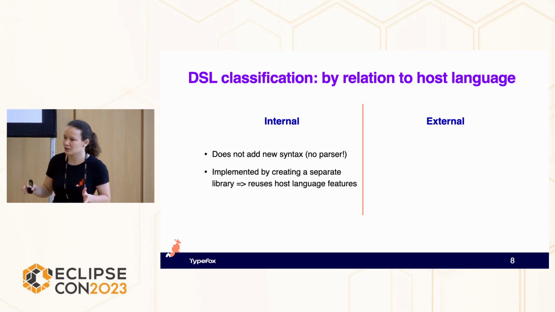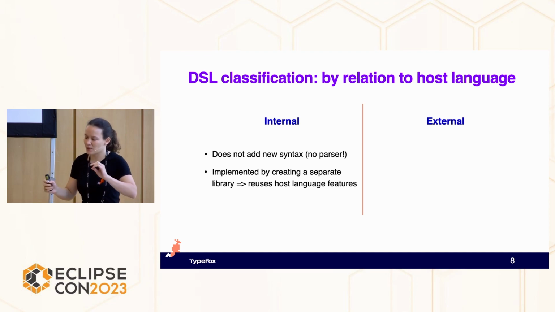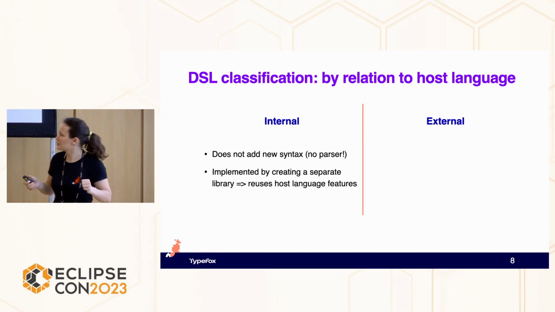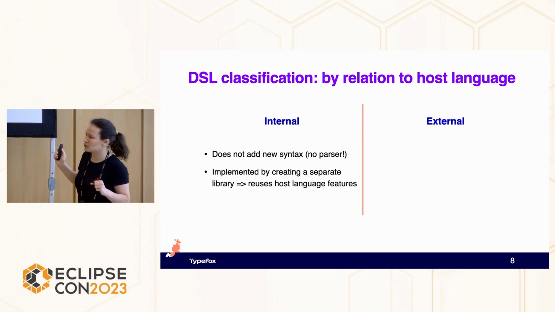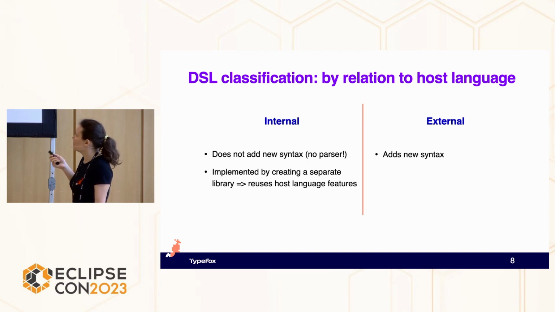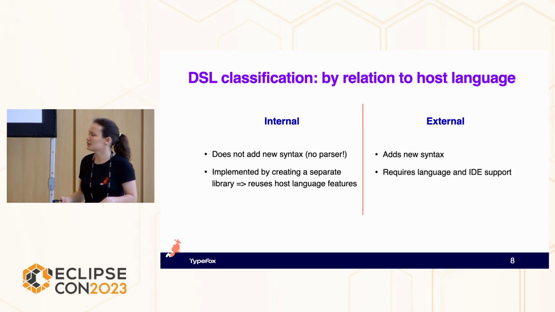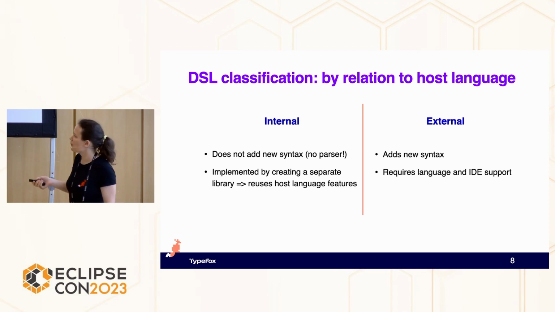Or maybe you're familiar with a bunch of DSLs in Lisp, where you make your internal DSLs by passing some name of your function, like the first element of your list. External languages add new syntax, and you have to implement everything: the parser, language support, and IDE support. Those are the usual languages that we will speak about today, like the general purpose languages that you use.